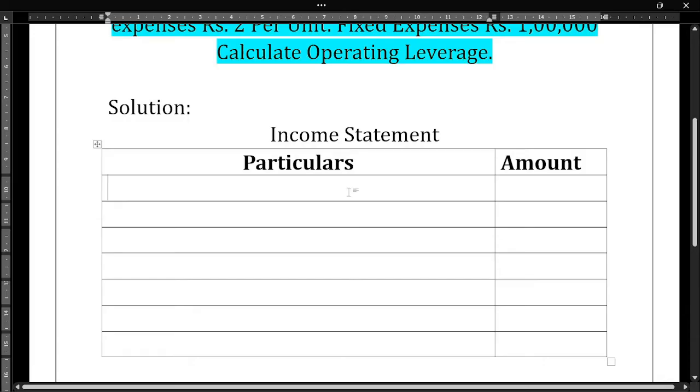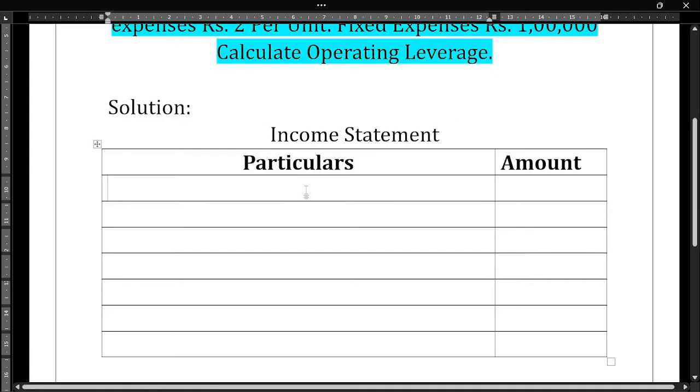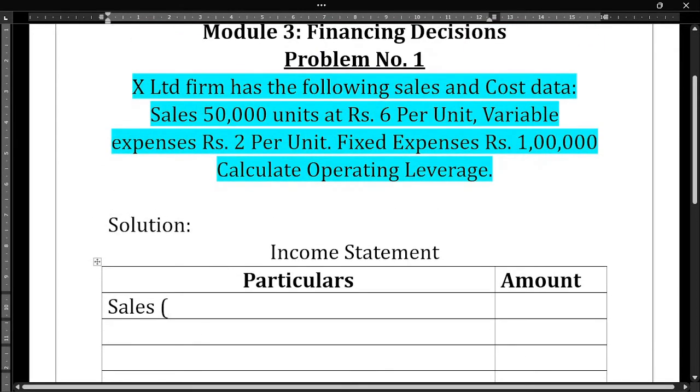First you need to put a table like this. We have to give the heading like income statement in that particular column and amount column. First, always you need to take the sales. Here, they have not given the sales directly. They have given the units and unit value. So, it is sales first.